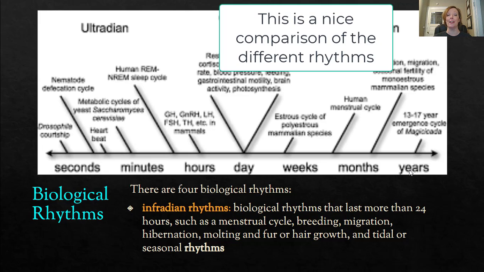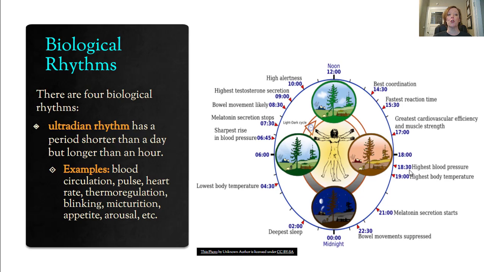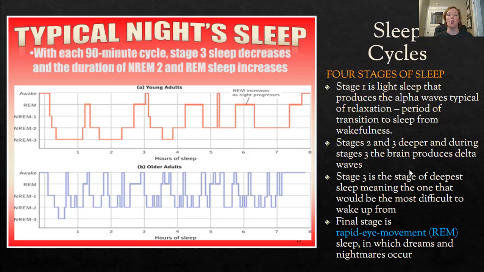So you may want to pause and look at the graphic on your screen. Ultradian rhythms have a period shorter than a day, but longer than an hour. So examples of that would be blood circulation, your pulse, your heart rate, thermoregulation, which is your temperature, blinking, as well as appetite and how aroused we feel during the day or drowsy. You may want to pause here and just take a look at this typical ultradian rhythm of a human. So those are our natural cycles that we all go through every day.